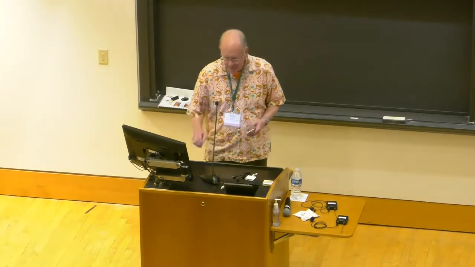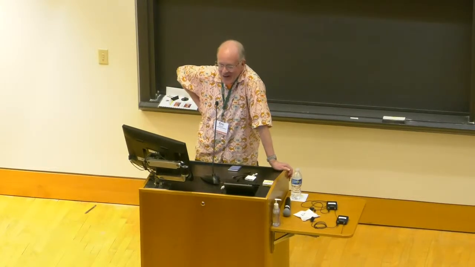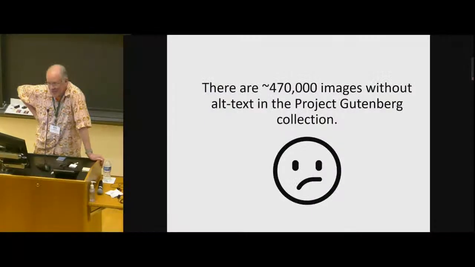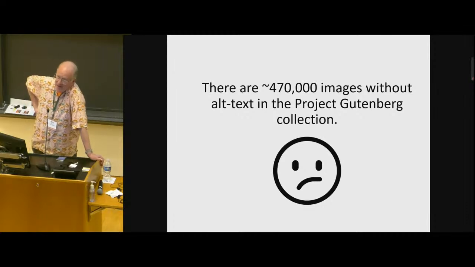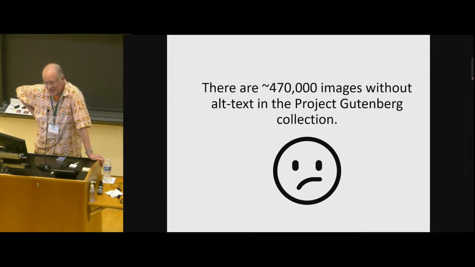All right. So in Project Gutenberg, it turns out there are almost 500,000 images without alt text. So that's a big project. Now, that's not something I'm going to put a dent in if I do it myself. Even if we have 300 volunteers to help us, it's going to take a while, and it's going to take a fair amount of effort to address the accessibility of a large fraction of the books in the collection.